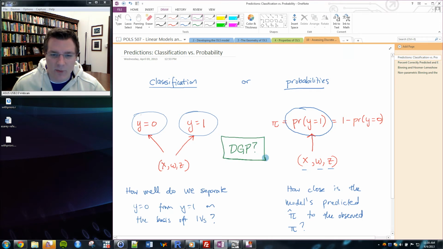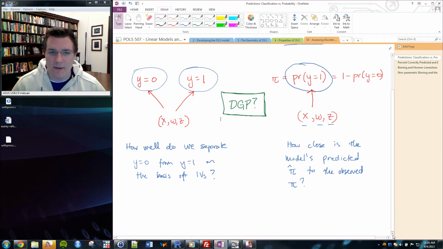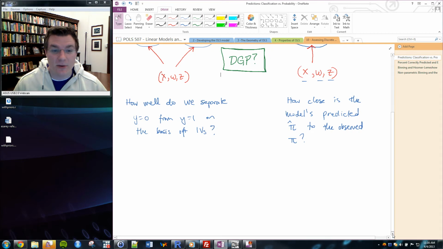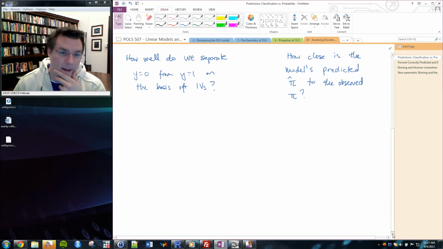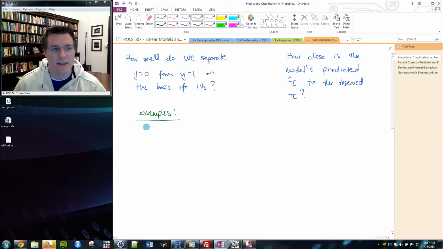Some data generating processes really lend themselves well to the classification approach. In particular, they lend themselves well when the underlying data generating process really is truly binary and not probabilistic. So let's give some examples of DGPs where this makes a lot of sense. We can start with applied examples from well outside the social sciences. Something actually that goes back to one of the origins of discrete dependent variable analysis, radar detection.